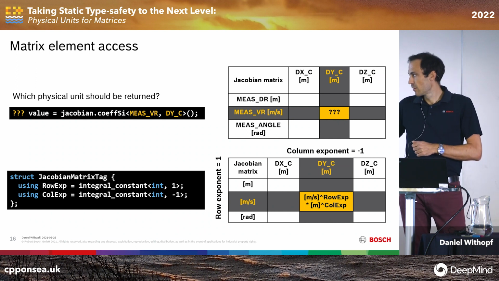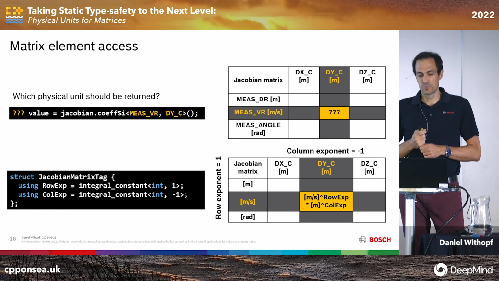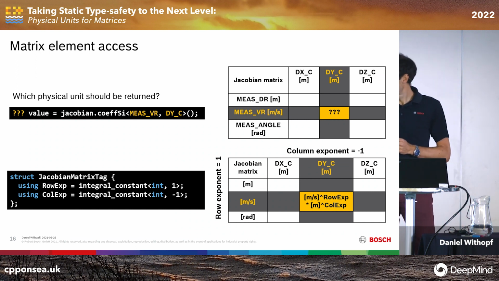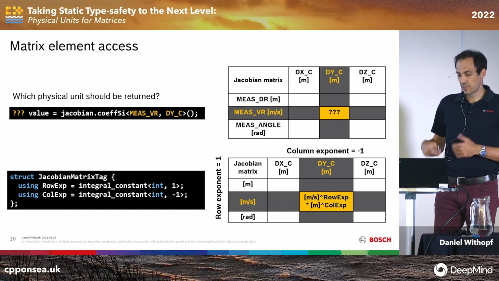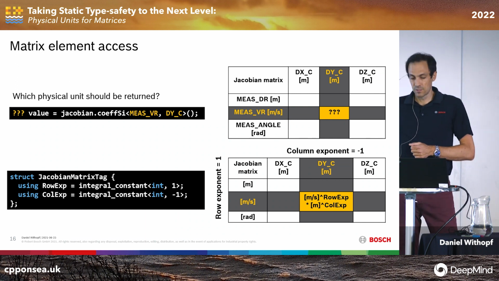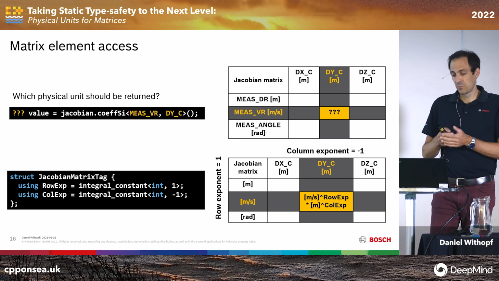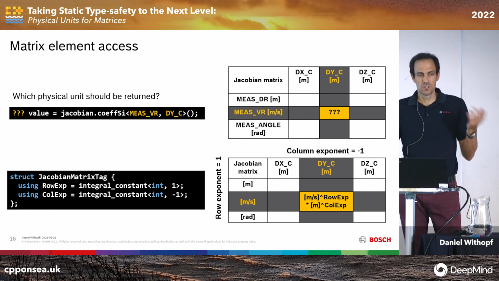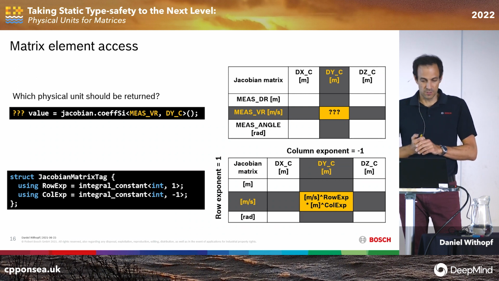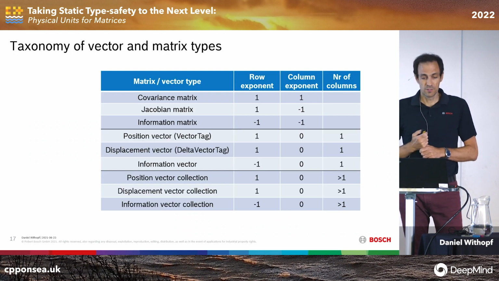We can generalize the formula here to all matrices if we introduce the notion of a row exponent and column exponent. Jacobians have a row exponent of 1 and a column exponent of -1. If we use that, the general rule is to take the row unit, raise it to the power of the row exponent, which is 1 for a Jacobian, and multiply it with the column unit raised to the power of the column exponent, which is -1. So we get a division. This is the general result that holds for all different vector and matrix types, and I will show on the next slide what those types are.